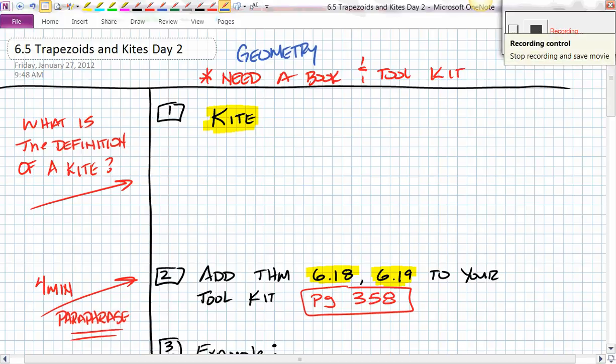Make sure you have your book and your toolkit out there, okay? Book and your toolkit. All right, first things first, we're going to talk about the definition of a kite.